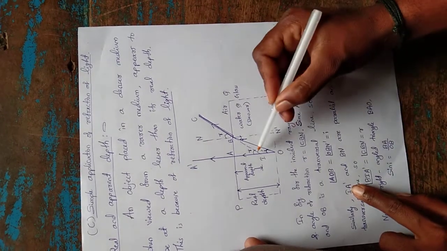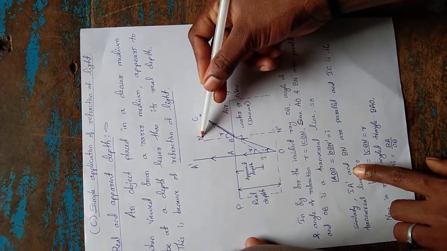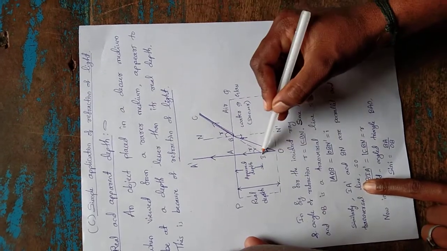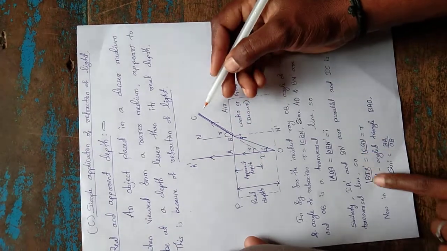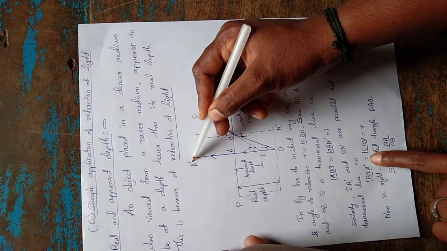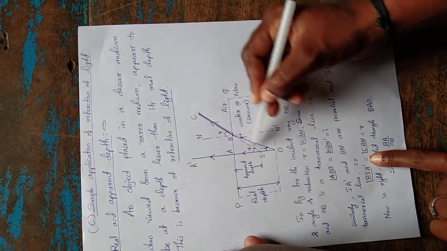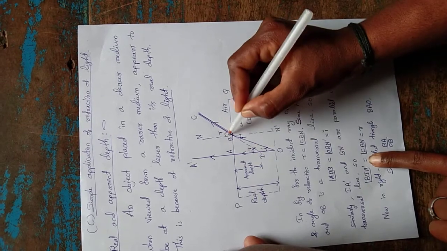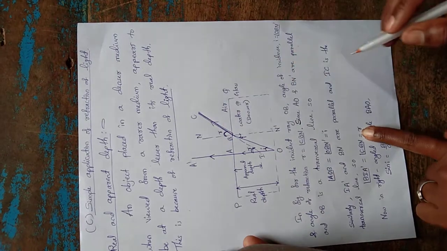Similarly, IA dash and BN are parallel and IC is the transversal line. So BIA dash is equal to CBN. These two angles are the same, that is equal to R, the angle of refraction.